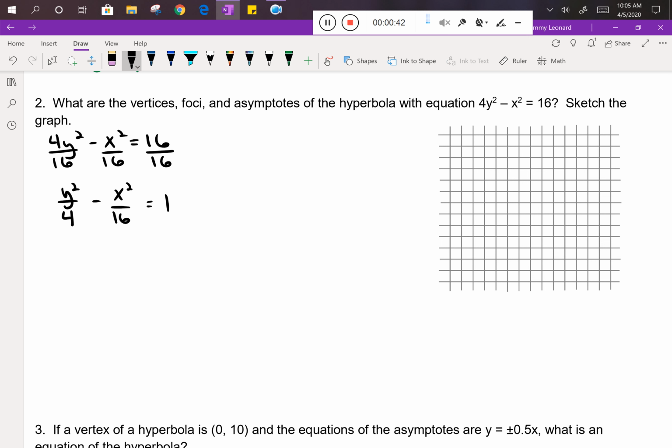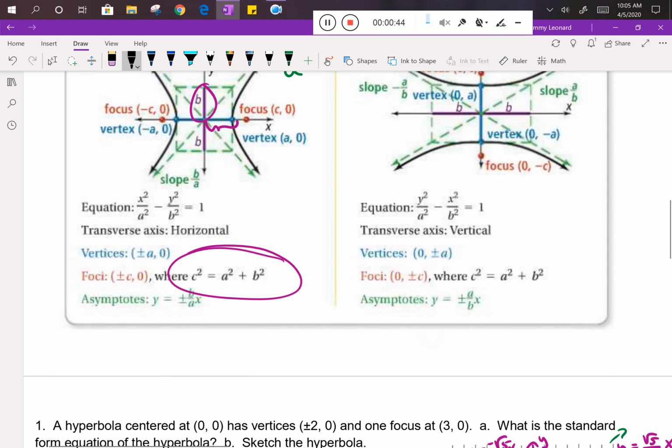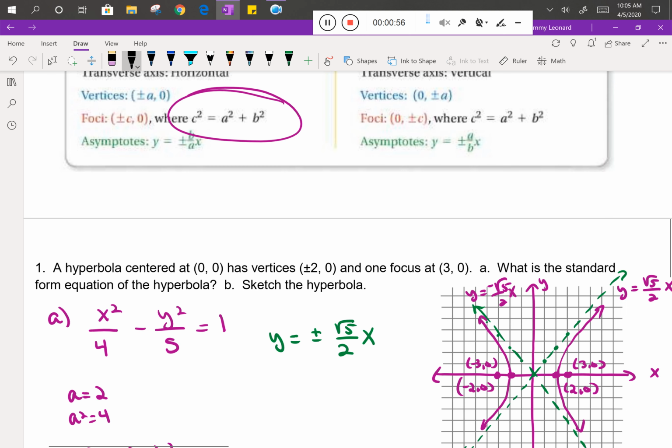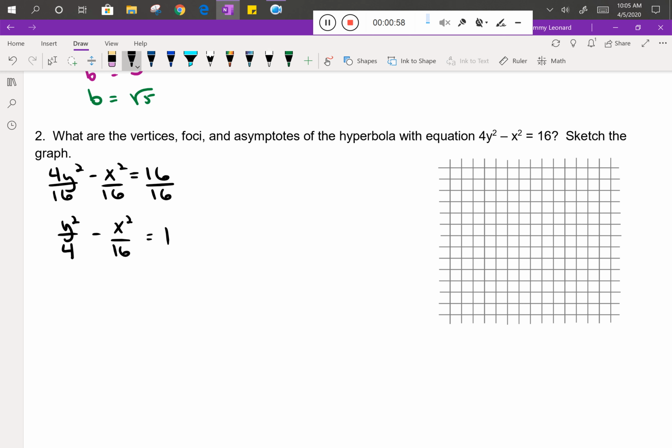Now, if you go back and look at the formula, we can see that we have an a squared and a b squared. They are always in the same order. So that means that when we look here, a squared is 4, so a is 2. And b squared is 16, so b is 4. Now remember, a is always what connects from your origin out to your vertices.